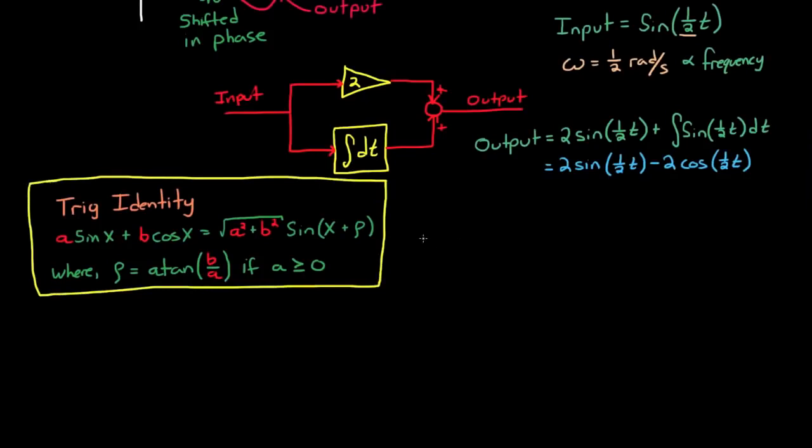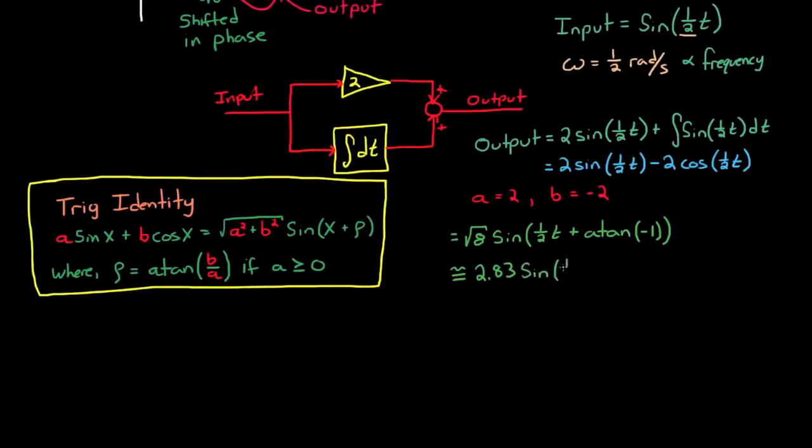So let's apply this trig identity to our problem. In our case, a is equal to 2 and b is equal to -2. So the change in amplitude of the sine wave is just the square root of 2 squared plus 2 squared is the square root of 8 times the sine of 1/2 t plus the arctangent of 2 over -2, which is the arctangent of -1. If we write this in decimal format, this is just equal to 2.83 times the sine of 1/2 t minus 0.785 radians.